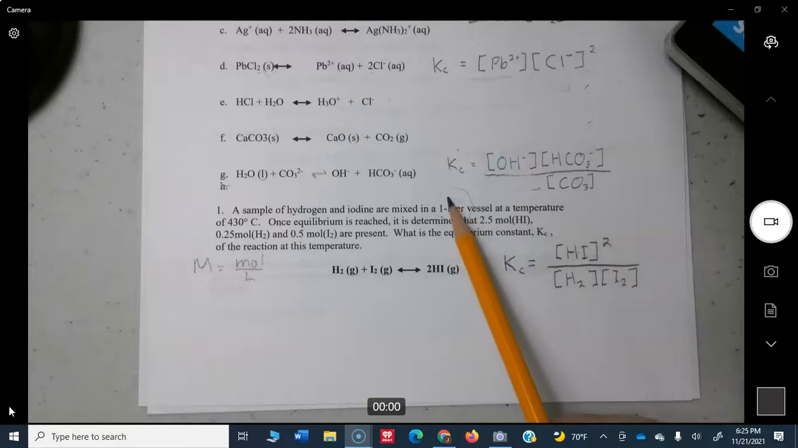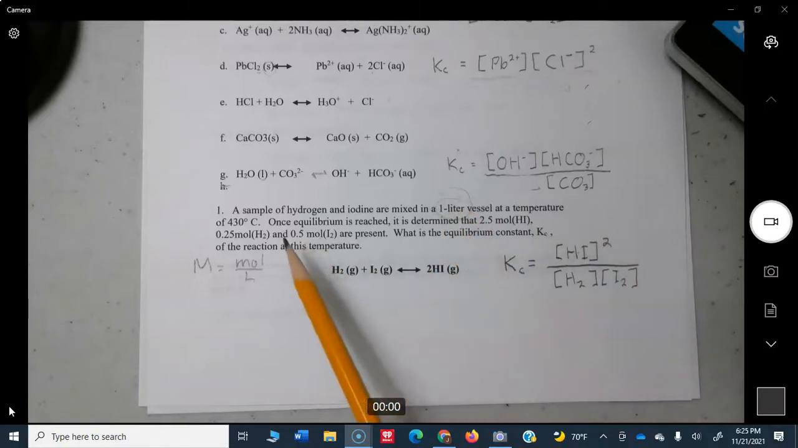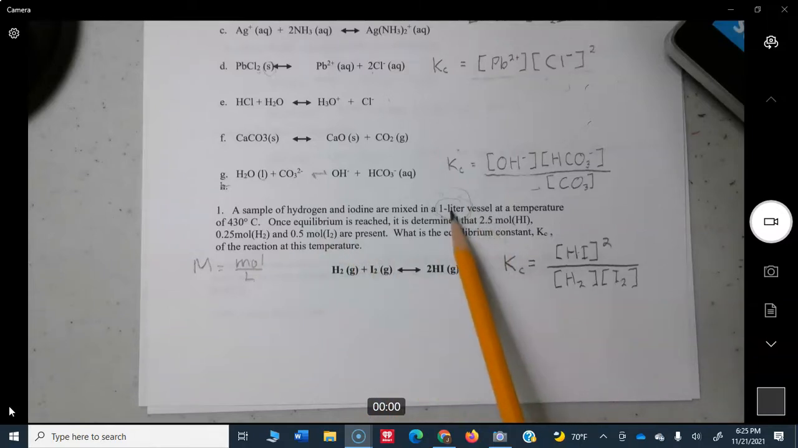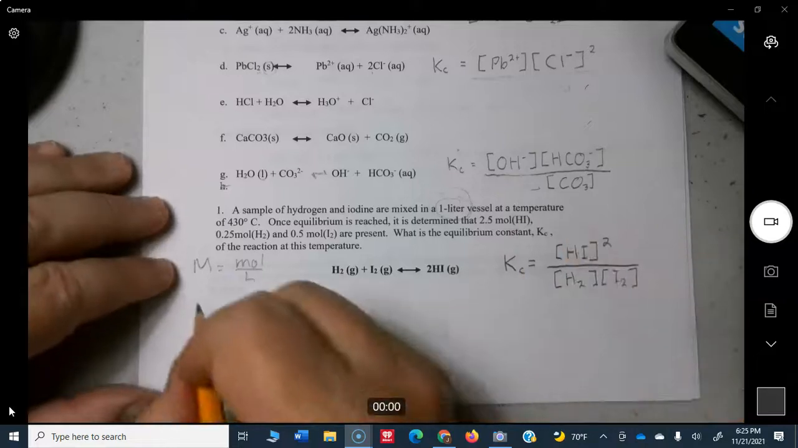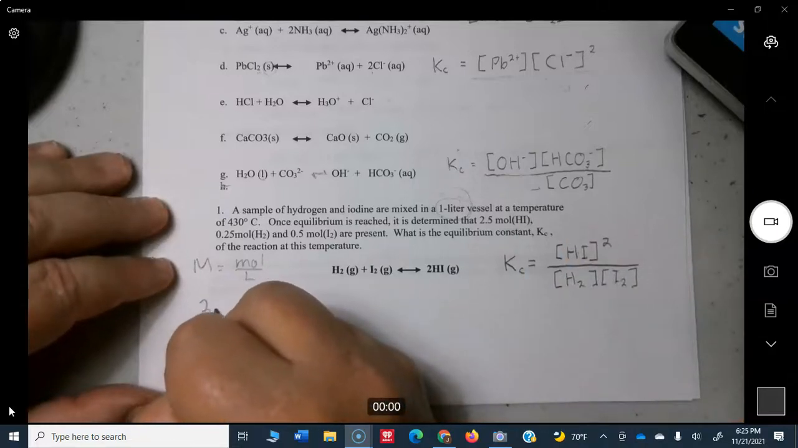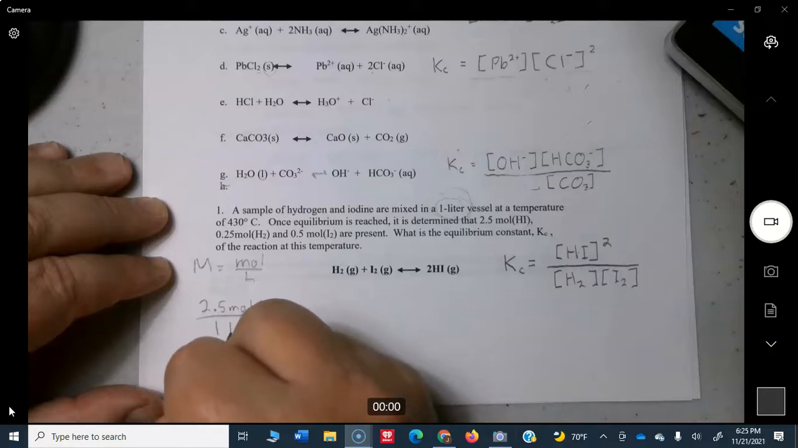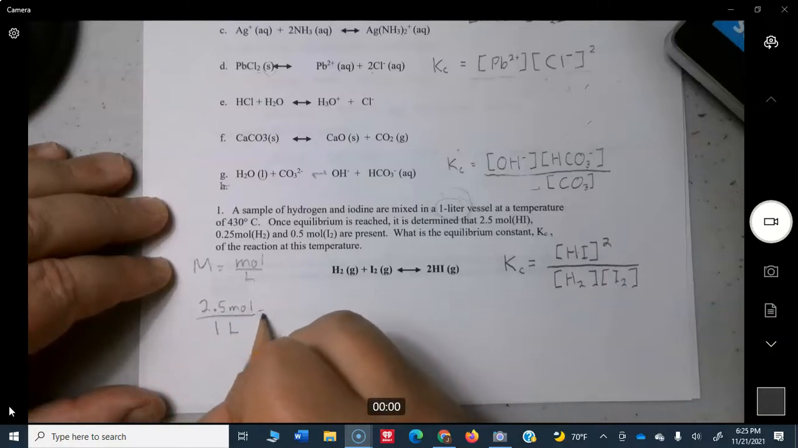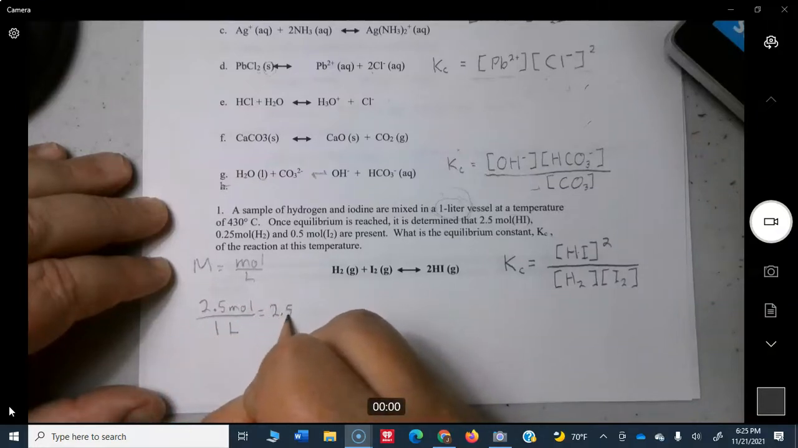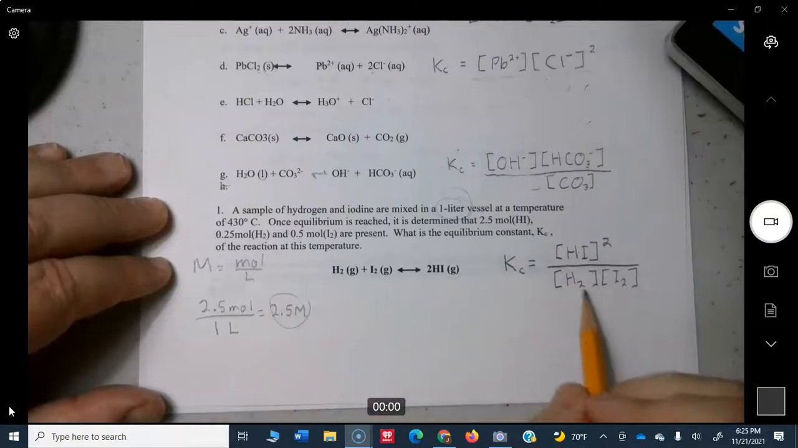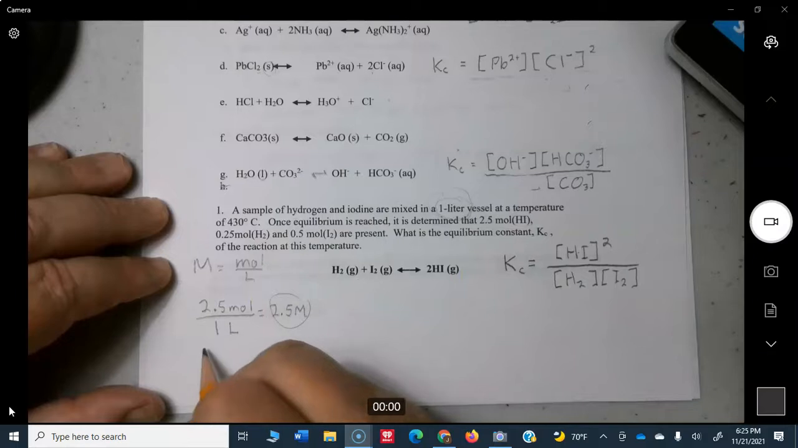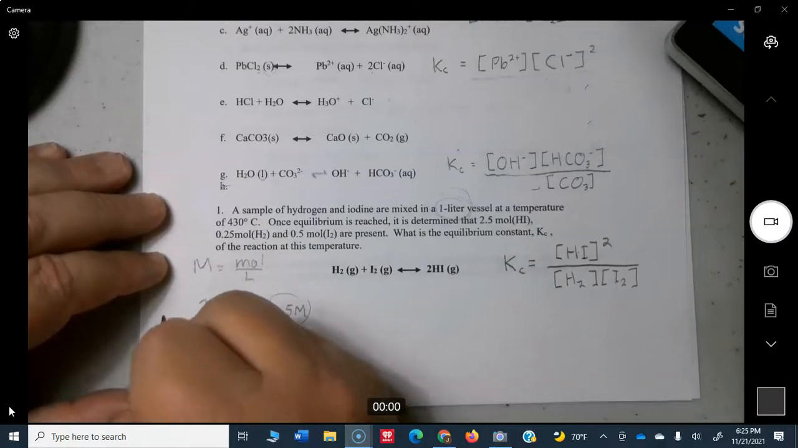Now, it just so happens here they made it easy. They gave you a 1 liter vessel. Okay, so that means that 2.5 over 1 liter, 2.5 moles becomes 2.5 molar. So let's write that here. But it's not always a 1 liter vessel that they give you, so that's 2.5 molar. That's a concentration that we would use in this equation. The other one is 0.25 for H2. So the 2.5 was the HI.